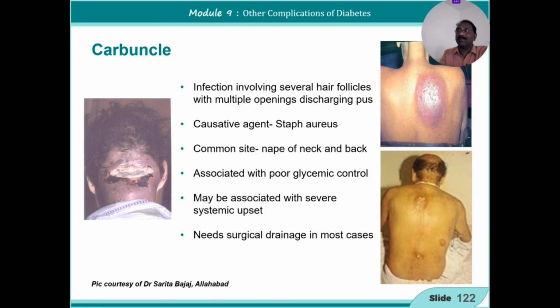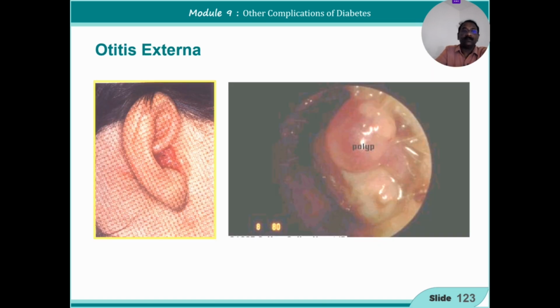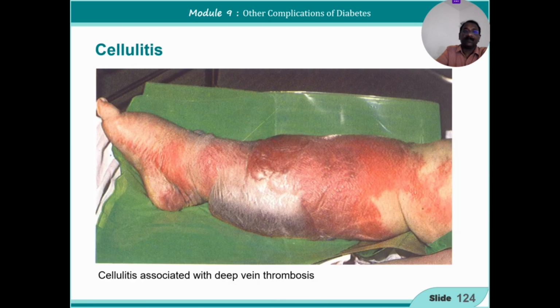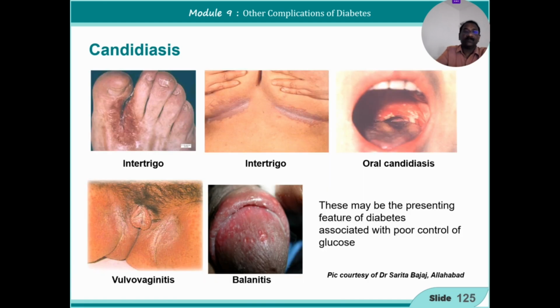So it's almost like a spotter for us. With the multiple openings, these are carbuncles. See the otitis externa, some polyps. So big cellulitis. This cellulitis is associated with deep vein thrombosis. See intertrigo.